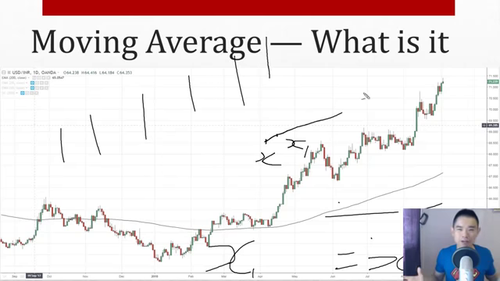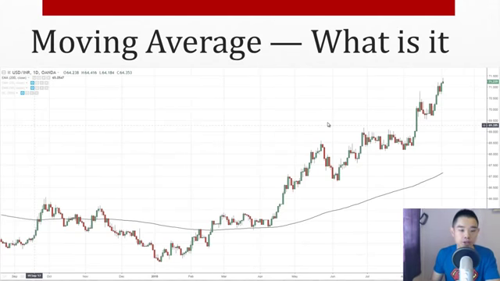Of course, there are many variations of it. You can use the high, you can use the low, you can use the weighted version of the high-low, etc. But this is the core concept behind it. You're just summarizing the past price action, the past data, to give you a smooth line on your chart. So this is how a moving average is calculated.